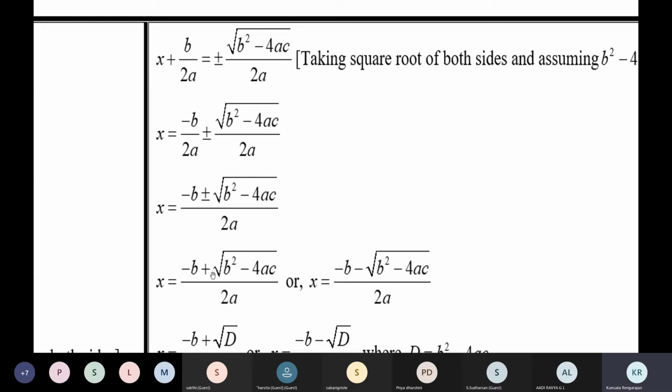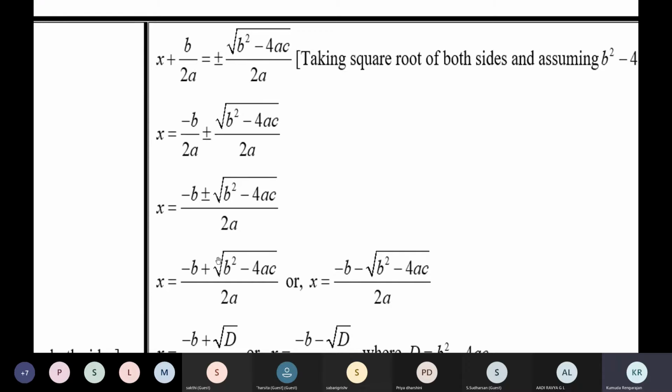So x is equal to minus b plus or minus root of b square minus 4ac by 2a. Since we have plus or minus, we've got the two roots. One of them is minus b plus root of b square minus 4ac by 2a. And the other one is minus b minus root of b square minus 4ac by 2a. You can take the plus sign first and then the minus sign, or the other way around. So x can be this or x can be this.